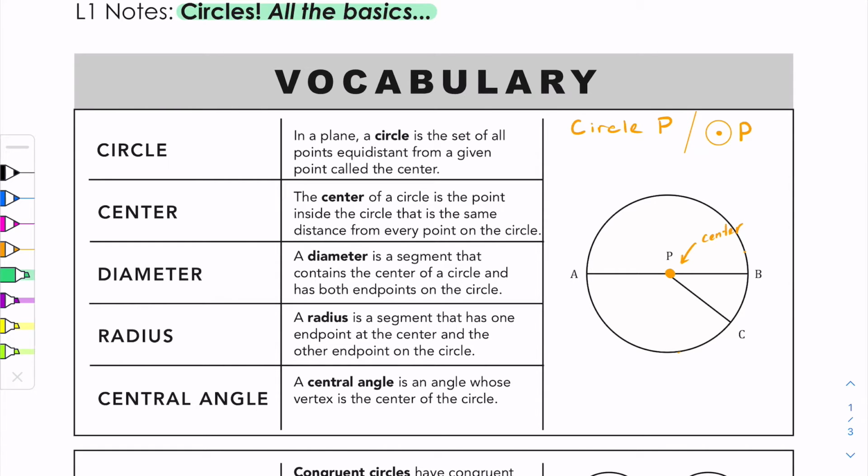Next up is the diameter, which is a segment that contains the center of the circle and has both endpoints on the circle. So if I draw a diameter, it goes straight through the circle. It has two endpoints, one here, and it intersects at the center. It absolutely has to go through the center. In my diagram, I already have a diameter labeled for you, and it's this one here. It's segment AB. So we will label that as a diameter.